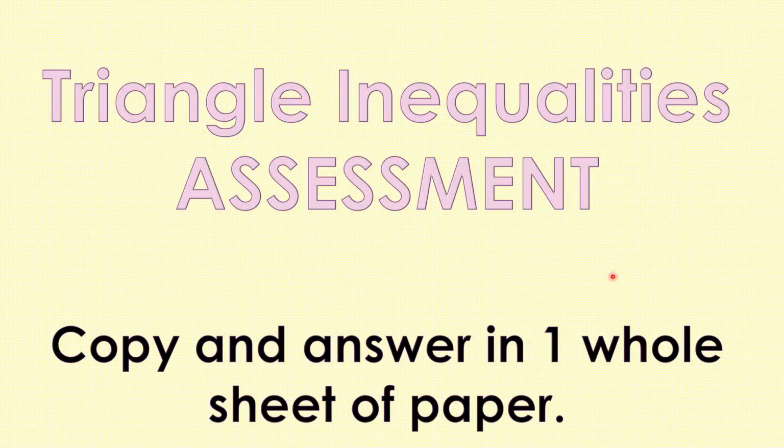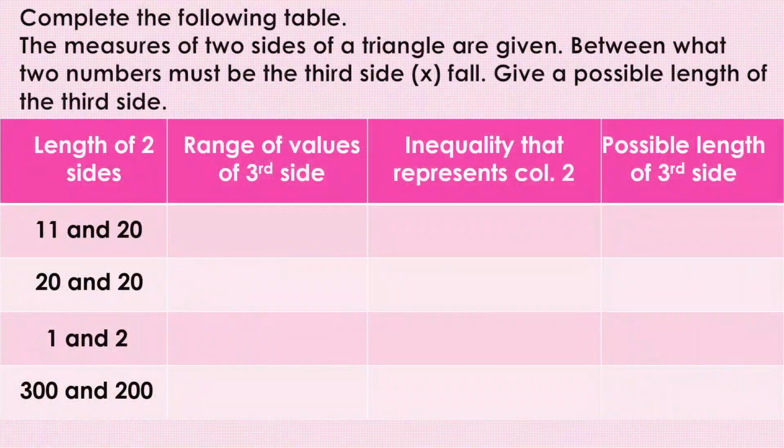Triangle inequalities. Copy and answer in one whole sheet of paper. Okay, so there you have a table. Complete the following table. The measures of the two sides of a triangle are given. Between what two numbers must the third side x fall? Give a possible length of the third side.